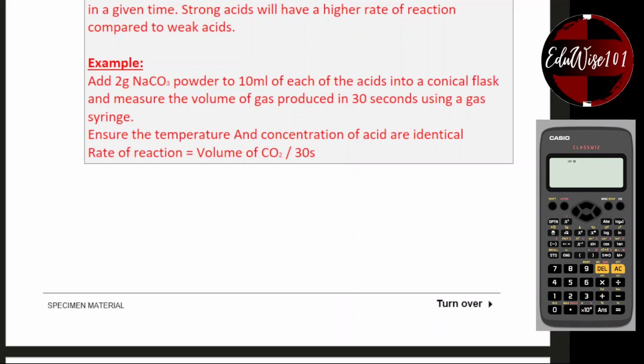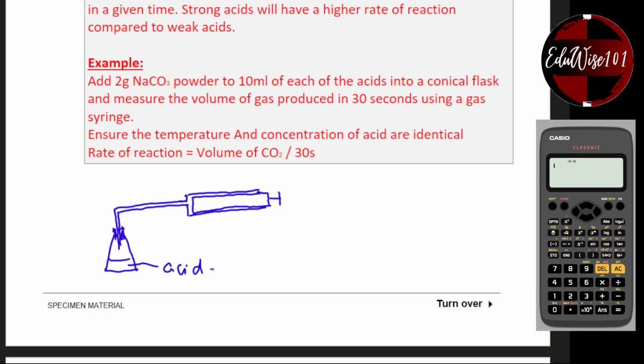Now, to draw a really simple setup of the experiment, I would have the conical flask attached to a bung and a glass tube attached to a gas syringe, and we'll have the acid plus the carbonate, right, and gas syringe, and you'll be able to collect the carbon dioxide here.